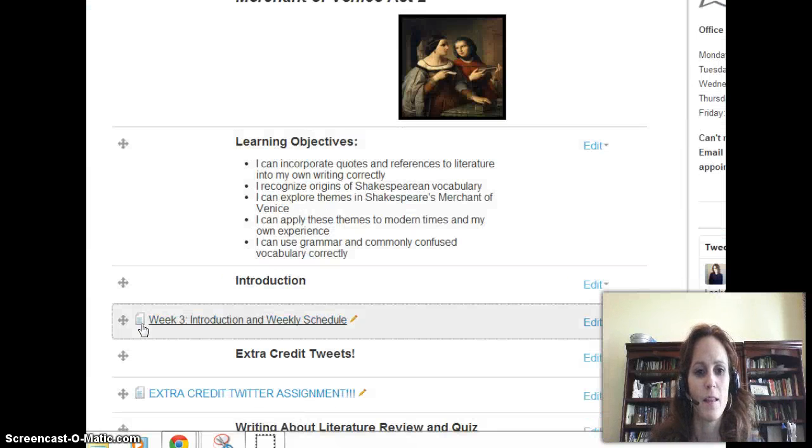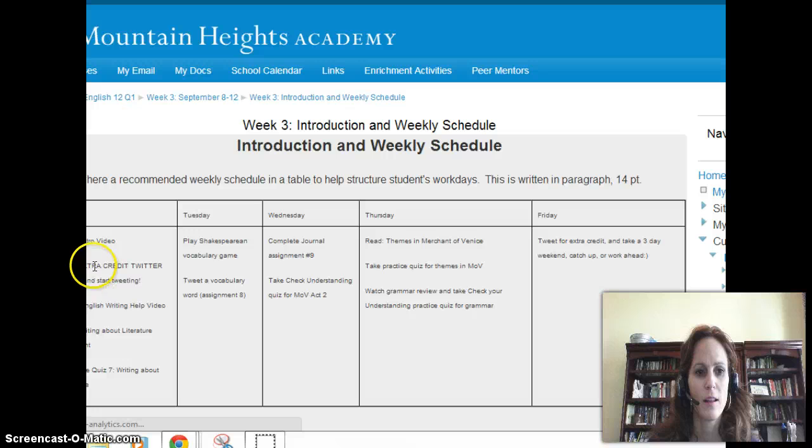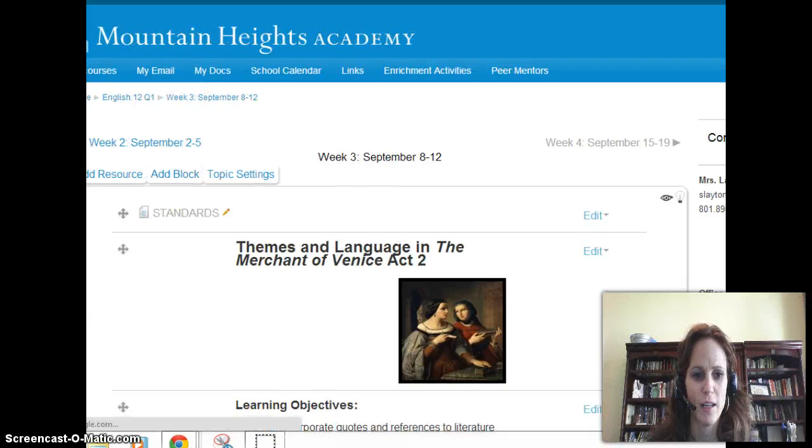Okay, this week let's look at the weekly schedule. I have organized it so that you can be done in 4 days and then have the extra day on Friday to do your Twitter extra credit and catch up or work ahead. So if you follow the schedule, you'll be done by Thursday and have an extra day to work.